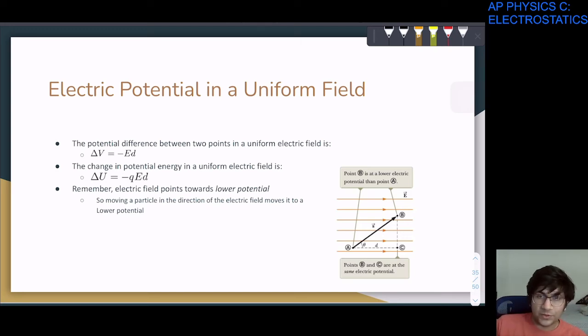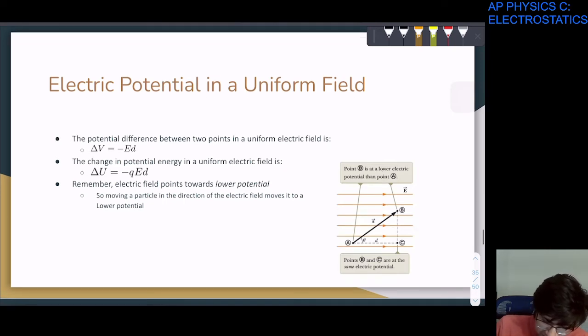Now, in a very specific case, a uniform field, the potential difference between 2 points in a uniform electric field is just minus the electric field times d. Note that E is constant because it is a uniform electric field, and d is the distance away. The change in potential energy is just Q times the voltage that we just wrote down. And remember that the electric field always points to lower potential. So moving in the direction of the electric field moves you to a lower potential.